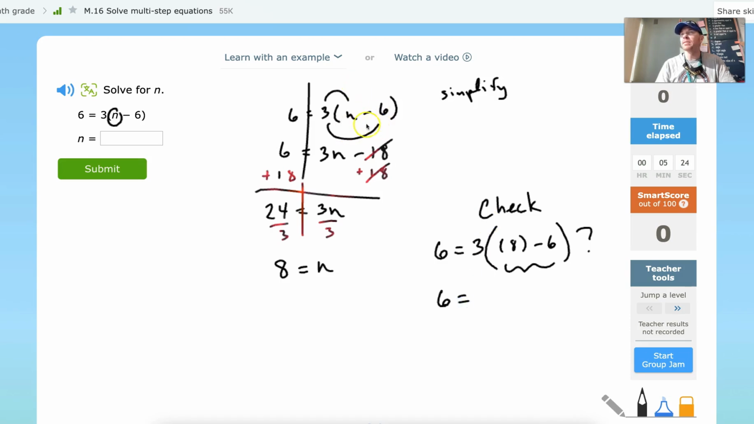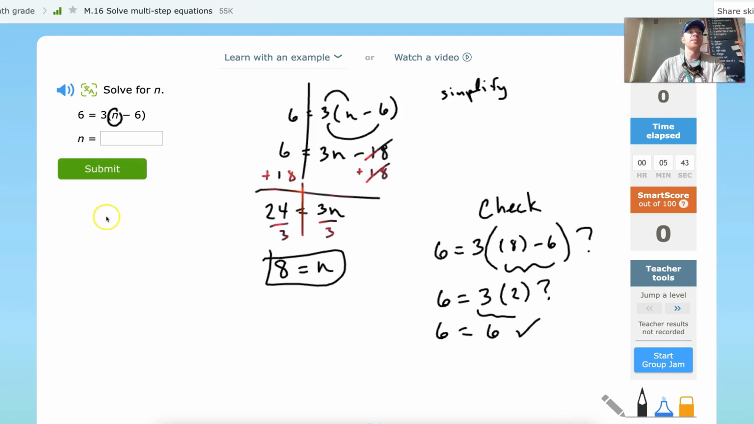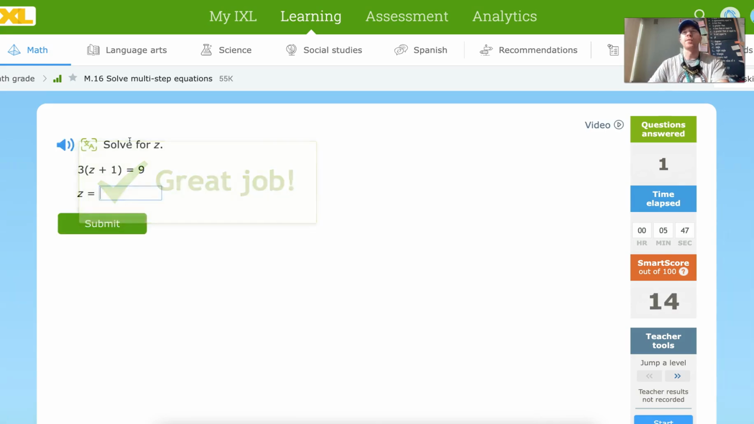Back up here, n minus 6, I can't perform n minus 6. So that's why I have to distribute. But here, 8 minus 6, I can do that. So let's do that. 8 minus 6 is 2. Is 6 equal to 3 times 2? Yeah, 6 equals 3 times 2. 3 times 2 is 6. 6 equals 6. So that's a good answer. Let's type it in, make sure that we're not making some silly mistake. N equals 8. There we go. We got it there.